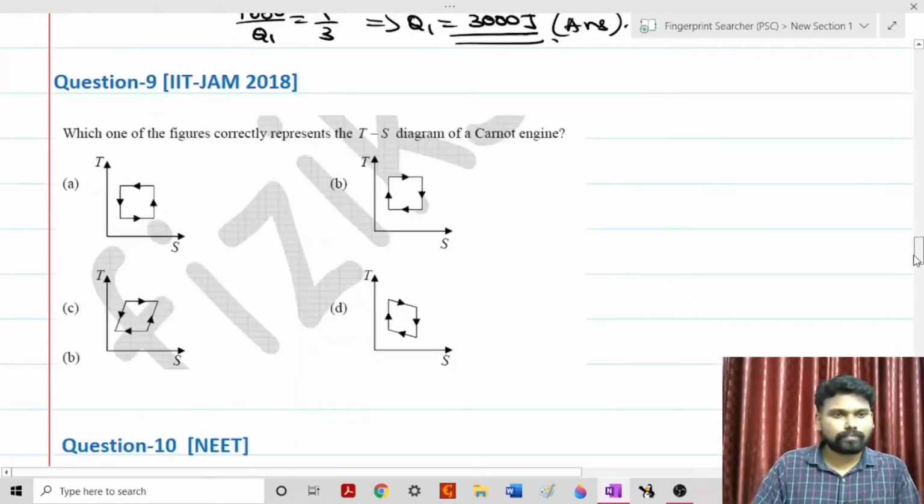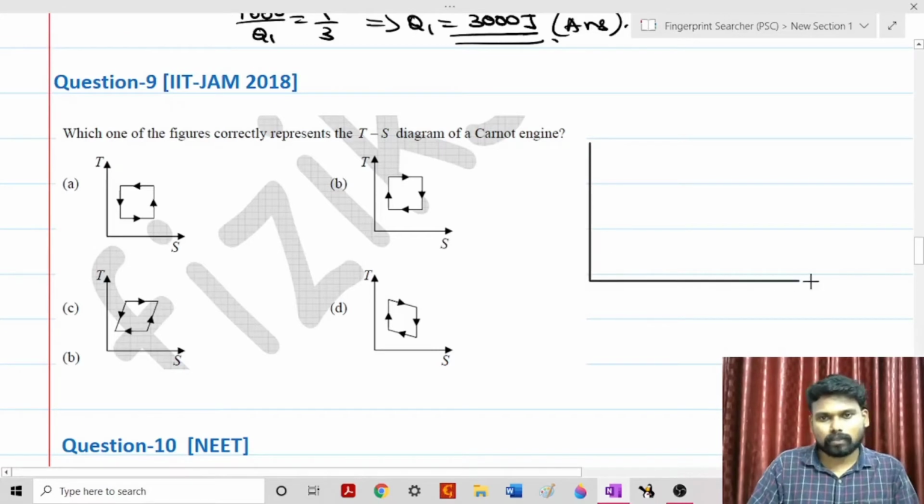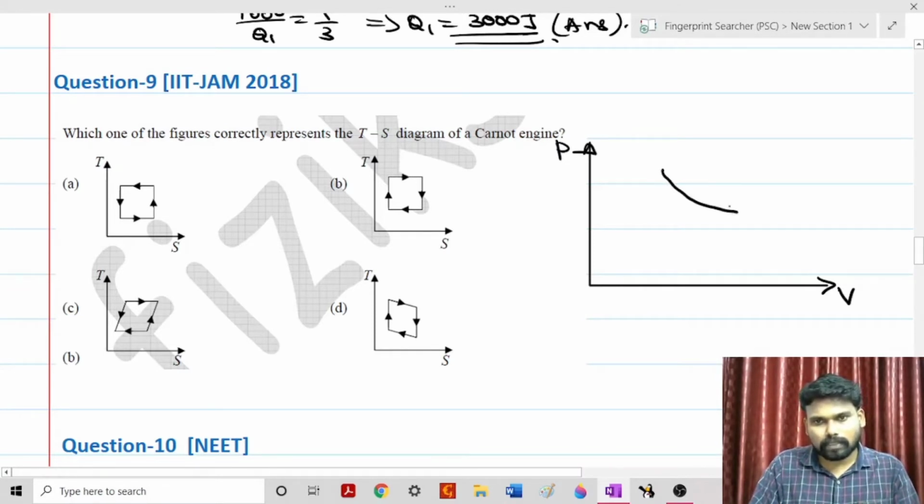Now we are going to question number 9. Which one of the figures correctly represents the TS diagram for a Carnot cycle, or Carnot engine? I will draw the PV diagram for a Carnot engine, which is very familiar to us, with pressure and volume. There are 4 processes. First there is an isothermal expansion, then an adiabatic expansion, then an isothermal compression, and finally an adiabatic compression.